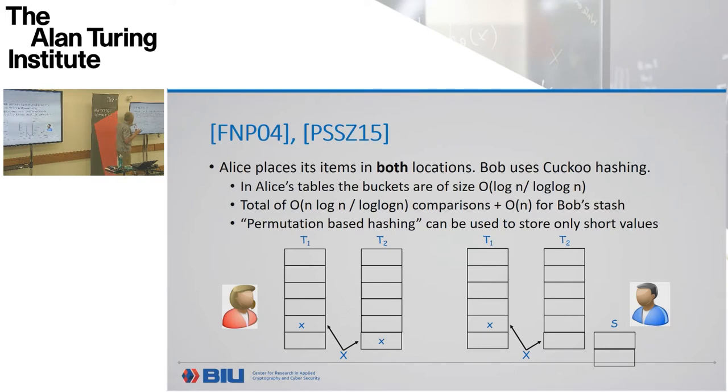Okay. Bob uses Cuckoo hashing to map his items to bins. Okay. Alice uses simple hashing. For each bin, we have log n over log log n items of Alice, one item of Bob. The circuit should take each of these log n over log log n items and compare it with the item of Bob. The total number of comparisons is n log n over log log n plus n comparisons for each of the items in the stash. So this is a circuit construction, okay? The size is n log n over log log n. And that was the best that was known before.